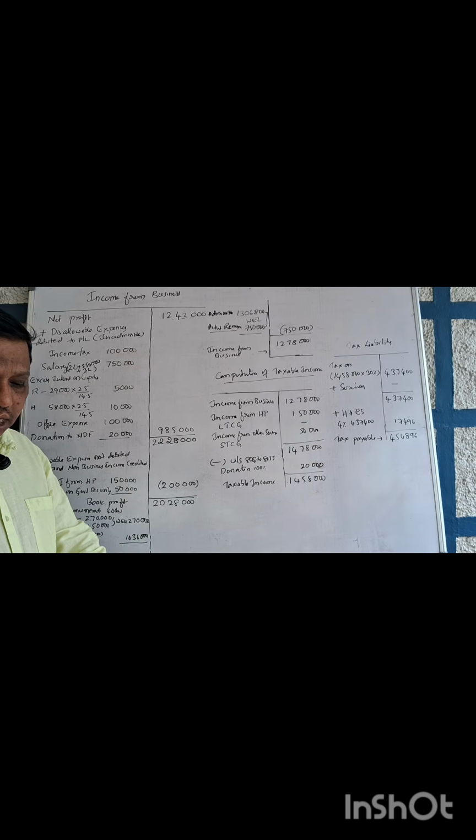So office expense 10 lakh, salary to employees 2 lakh. This office expense is also an allowable expenditure, as it is related to business. Salary to employees, 2 lakh, that is also allowable. GST, this is also an allowable expenditure.